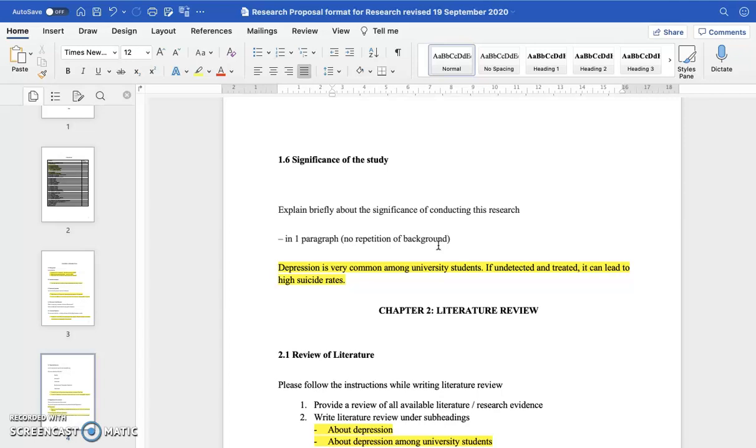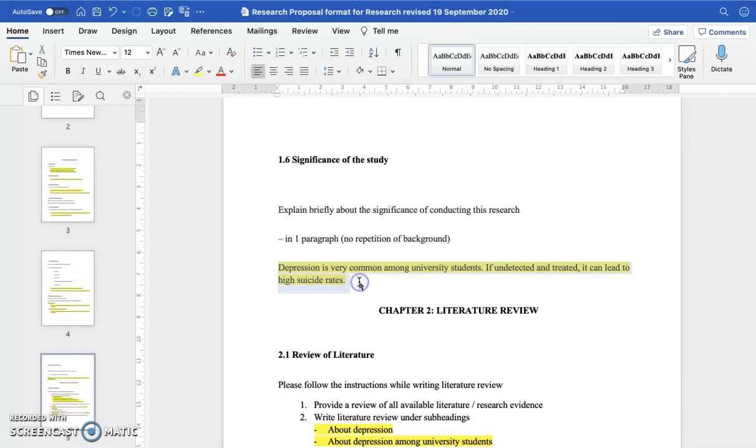So please make sure that it is not repeating that depression is a major problem in Malaysia among undergraduate students. So you can say that depression is a very common problem among university students. If undetected and untreated, it can lead to high suicide rates and it can reduce the quality of life of students. It can affect the productivity of students. It can reduce the academic performance of students.